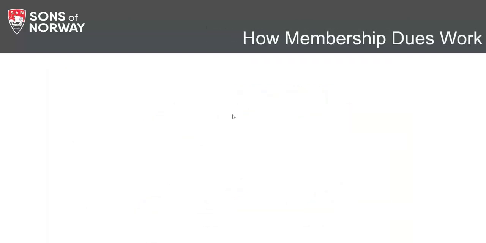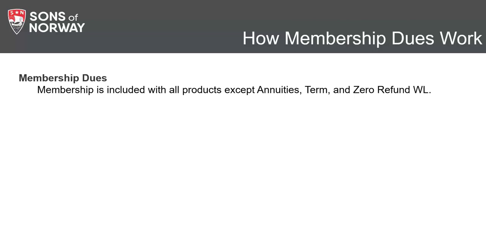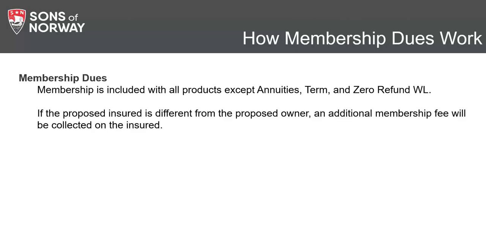Next, I want to go through and review. We get a lot of questions on how membership dues work. It's actually quite simple. Membership is included with all of our products except for annuities, term, and zero refund. The only time, and I stress this because I'm sure we're going to get a ton of questions at the end of this, and again, you can always call us for clarification on this.